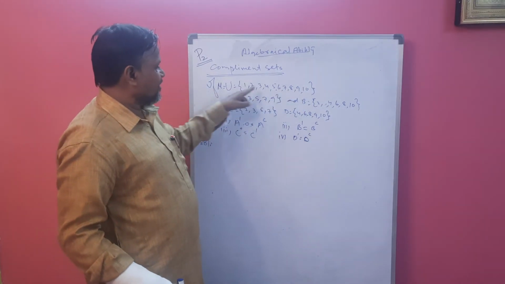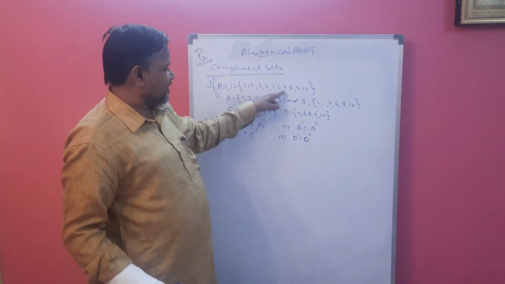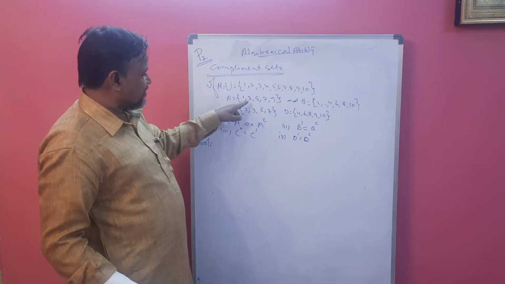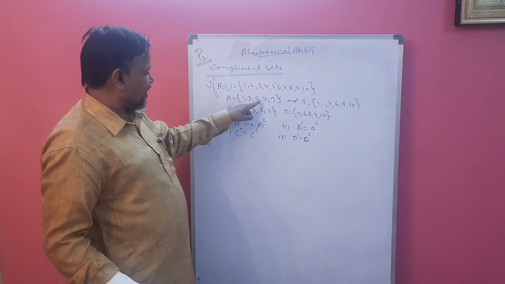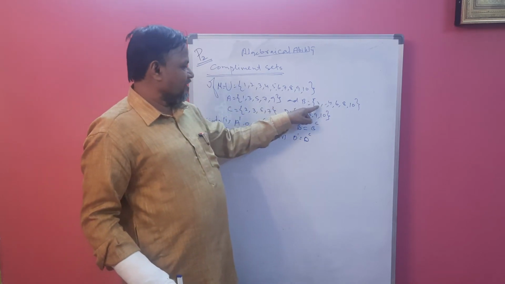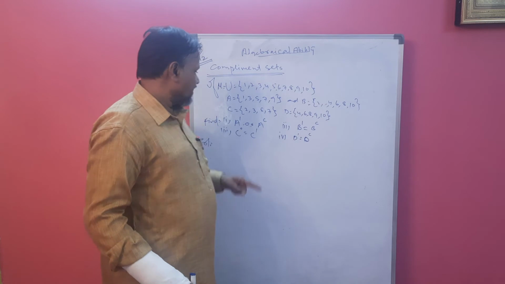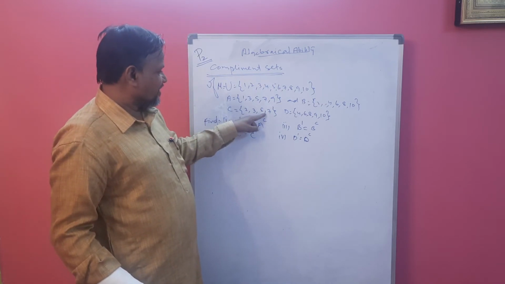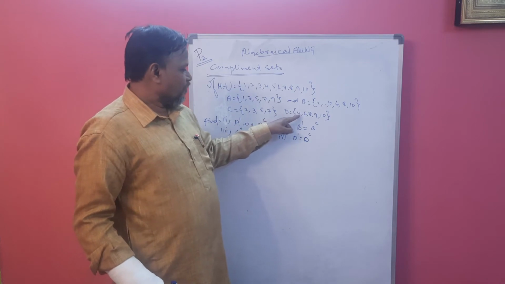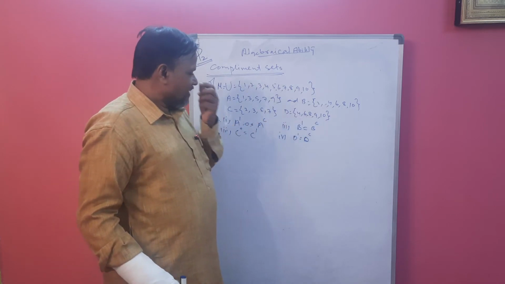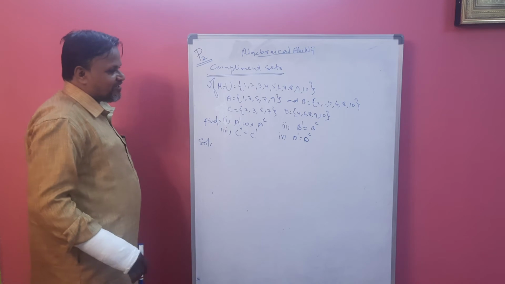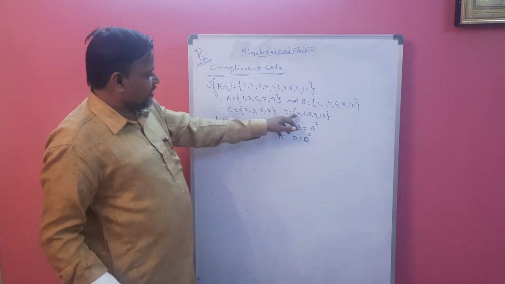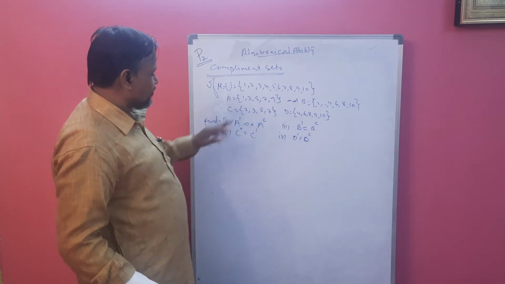Elements in it are 1, 2, 3, 4, 5, 6 up to 10. A is a set of odd numbers up to 9: 1, 3, 5, 7, 9. B is a set 2, 4, 6, 8, 10. C is a set 2, 3, 5, 7, means prime numbers. D is 4, 6, 8, 9, 10. Here composite numbers 4, 6, and 1 is a unit, not given, leave it. These are the 4 sets given.